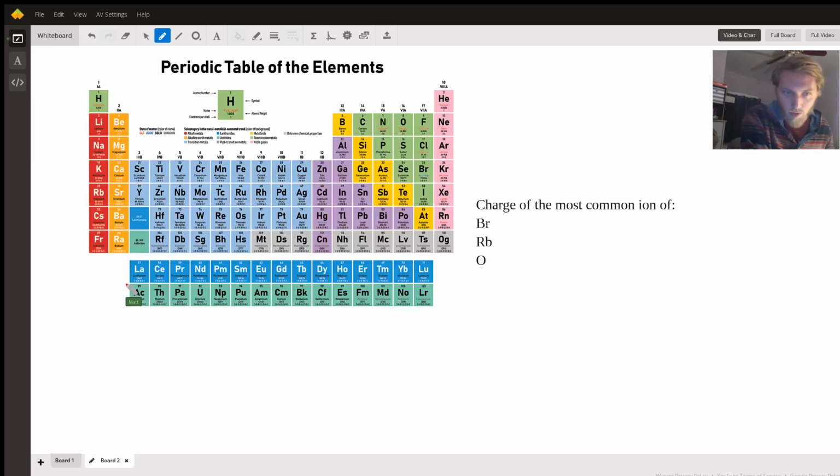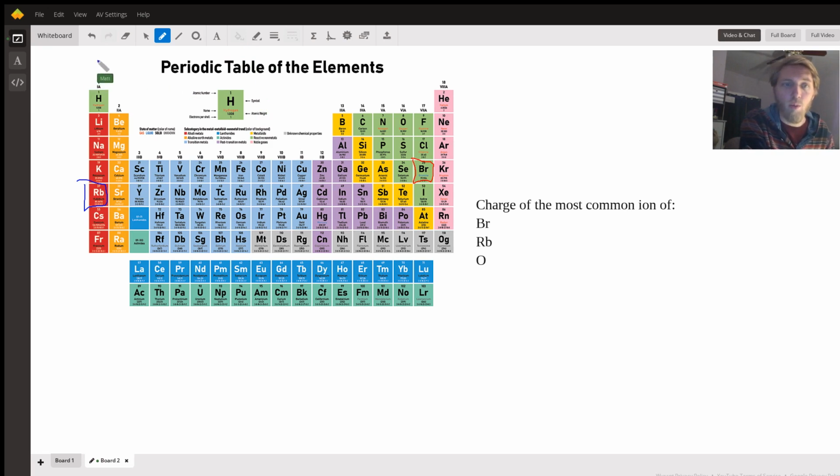So I've got a periodic table here. And we want to find the charge of bromine, rubidium, and oxygen. So first, let's find these on the periodic table. Bromine is down here in group 7, right there. Rubidium is all the way over here, and I'll use blue to box it in. Rubidium's down here. It's in group 1.